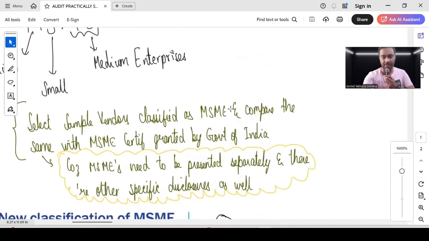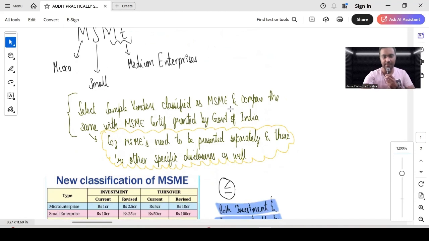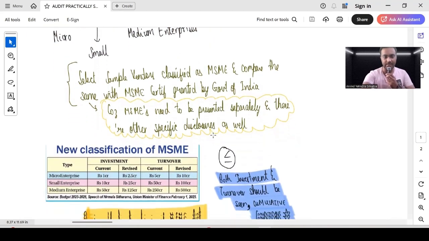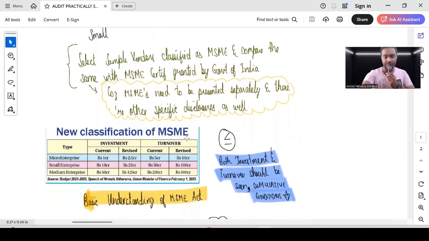So basically, there was an amendment in the classification of MSME with effect from financial year 25-26, guys. I will also explain that here. If your investment is less than or equal to 2.5 crores, and your turnover is less than or equal to 10 crores, it's a micro enterprise. If your investment is less than or equal to 25 crores and turnover is less than or equal to 100 crores, it's a small enterprise. And for a medium enterprise, your investment should be less than or equal to 125 crores and turnover should be less than or equal to 500 crores.